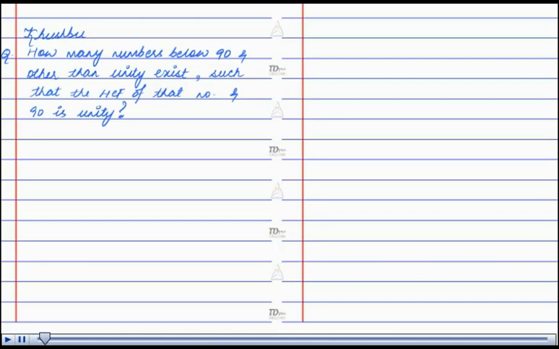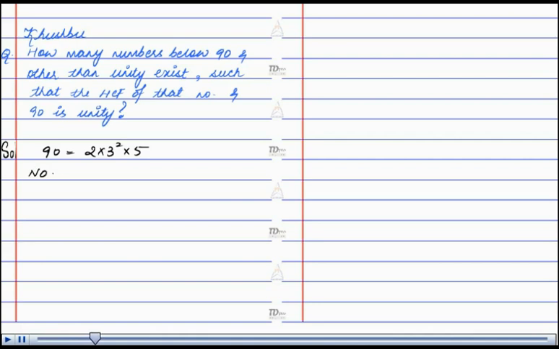The question is, how many numbers below 90 and other than unity exist such that the HCF of that number and 90 is unity? 90 can be factorized as 2 into 3 square into 5.